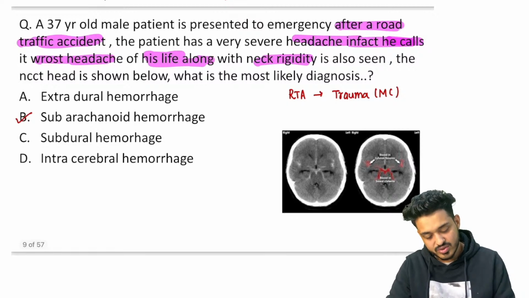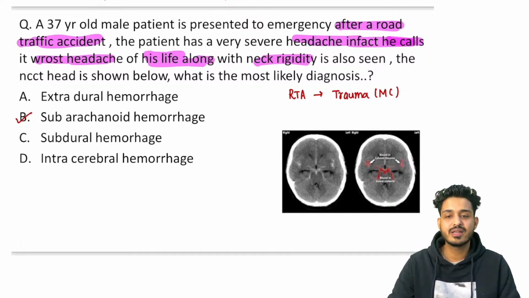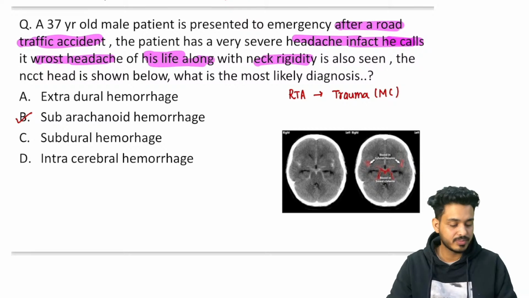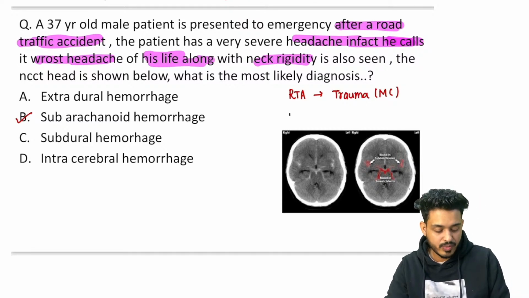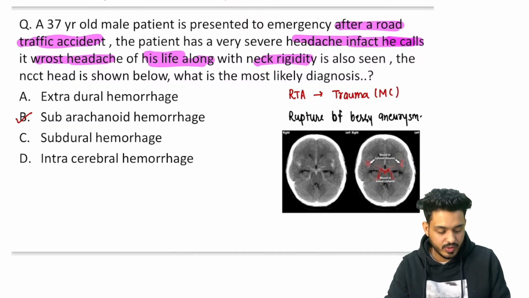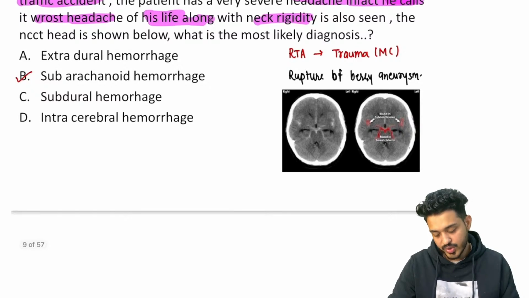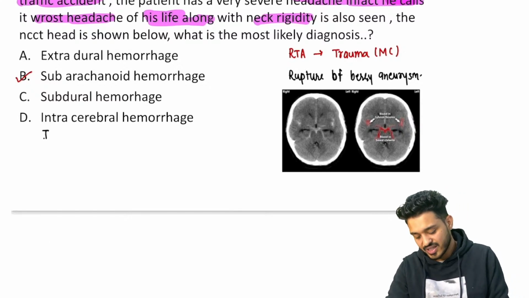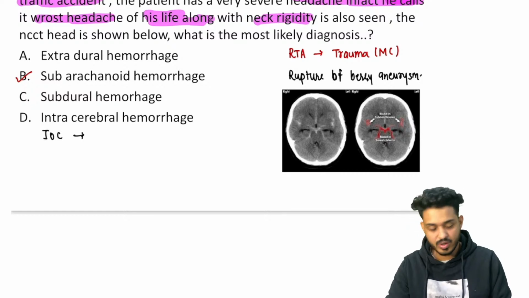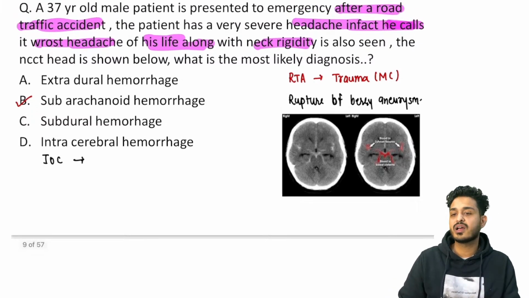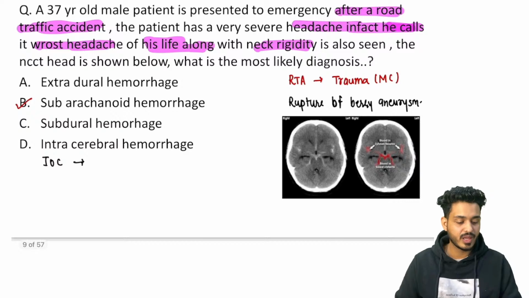Okay, and what is going to rupture in this particular case? In subarachnoid hemorrhage, where is going to be the lesion? You will be having rupture of Berry aneurysm, right? How are you going to proceed for the case? What is going to be the investigation of choice in any road traffic accident case? What would you like to do?